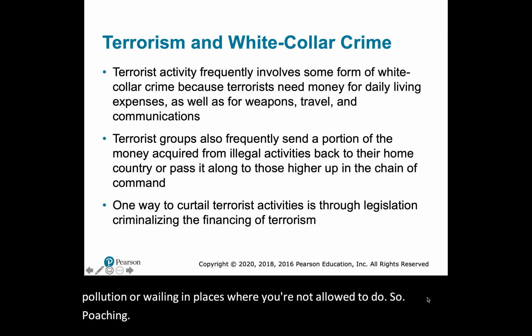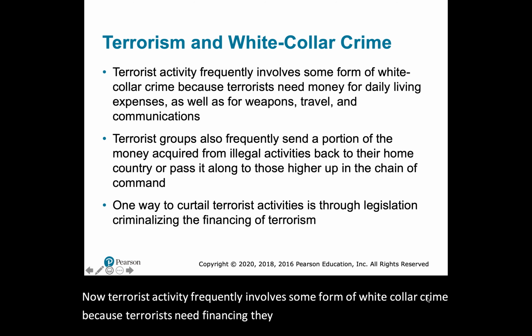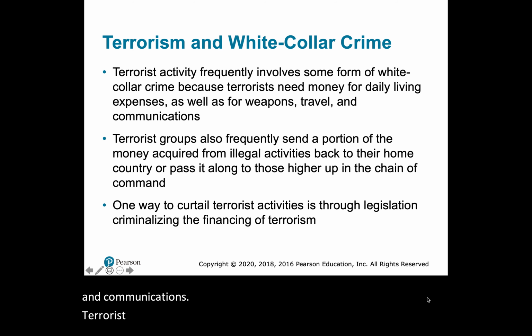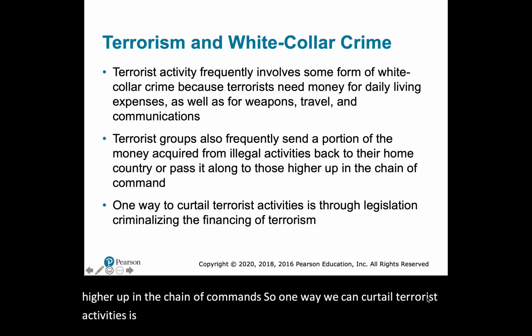Now, terrorist activity frequently involves some form of white-collar crime because terrorists need financing. They need money for weapons, travel, and communications. Terrorist groups also often send a portion of money back home or pass it higher up in the chain of command. So one way we can curtail terrorist activities is by criminalizing the financing of terrorism.